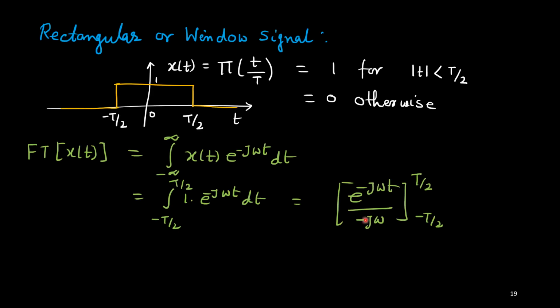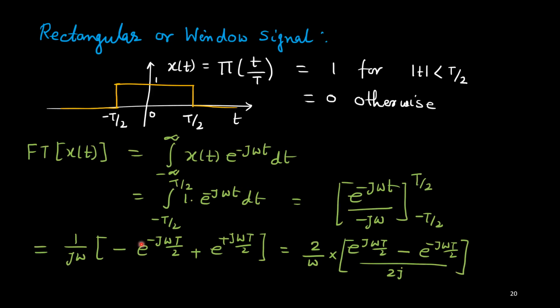So integration is very simple. e to the power minus j omega t upon minus j omega. The limits are minus T by 2 to plus T by 2. So if we put these two, what will we get? This 1 upon j omega I'll take outside. The upper limit is plus T by 2, I'll put it here, so it is minus e to the power minus j omega T by 2. This minus sign is for this minus sign. Now again I should put minus; minus minus will make plus.